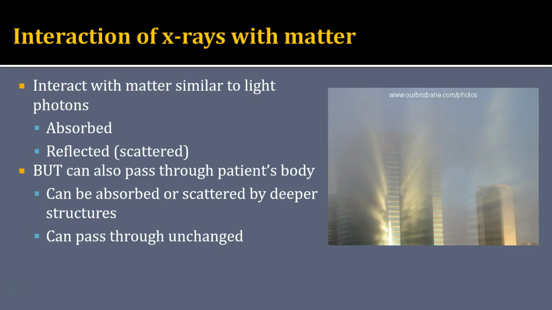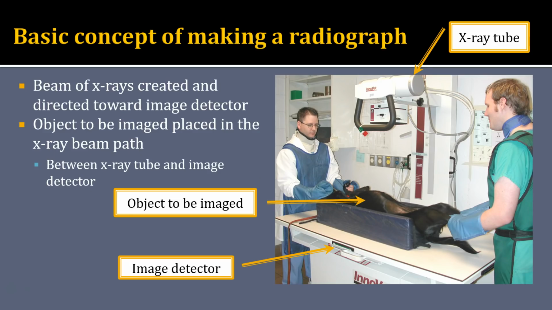X-rays will interact with matter somewhat similarly to how light photons will interact with matter. They can be absorbed and they can be reflected or scattered. But more importantly, they can also pass through the patient's body. Once they pass into the body, they can be absorbed or scattered by deeper internal structures, but importantly, they can also pass through unchanged. It's that passing through unchanged that is going to be important in this basic concept of making a radiograph.